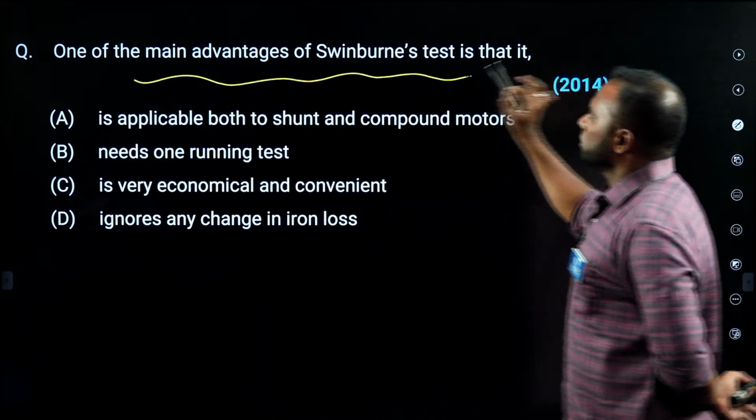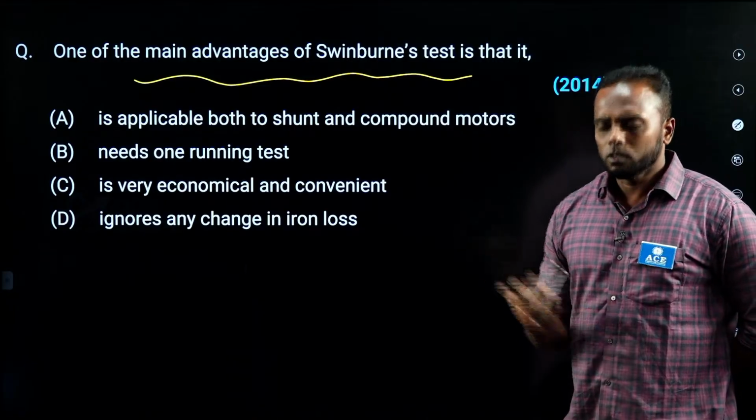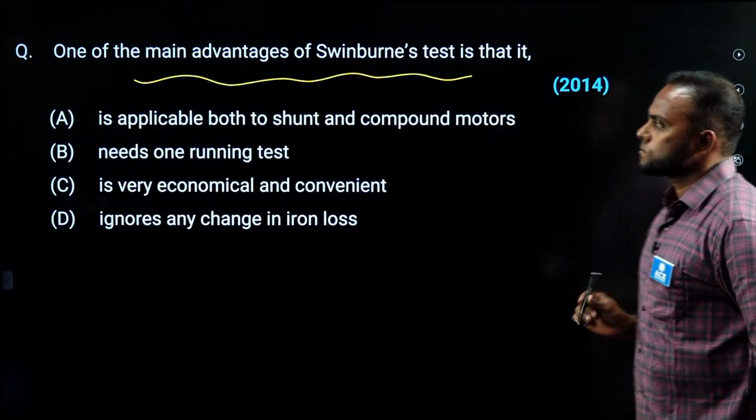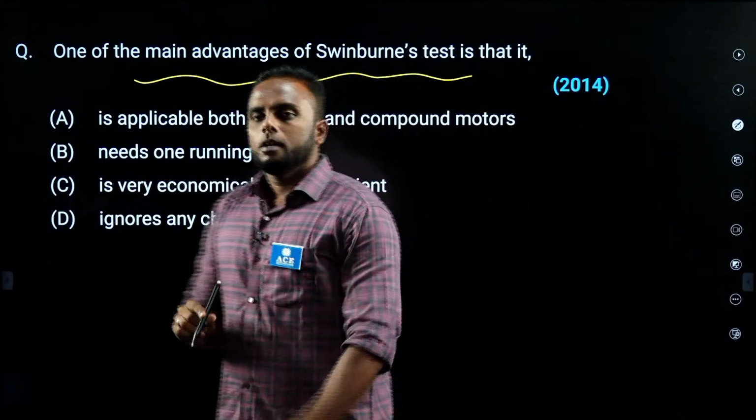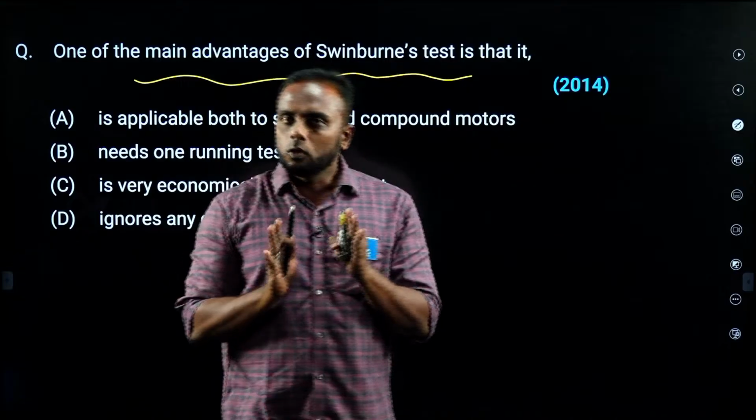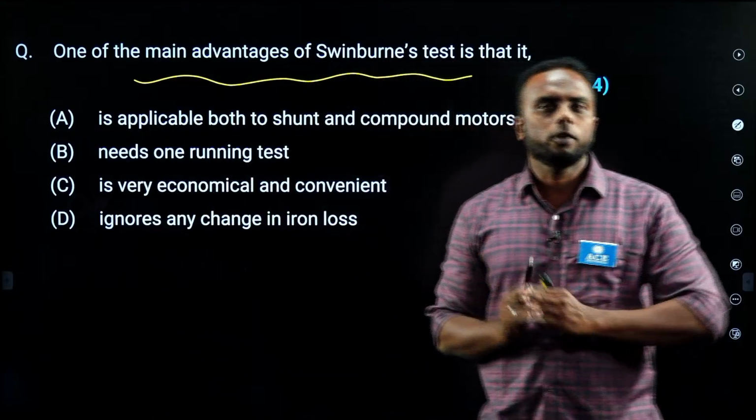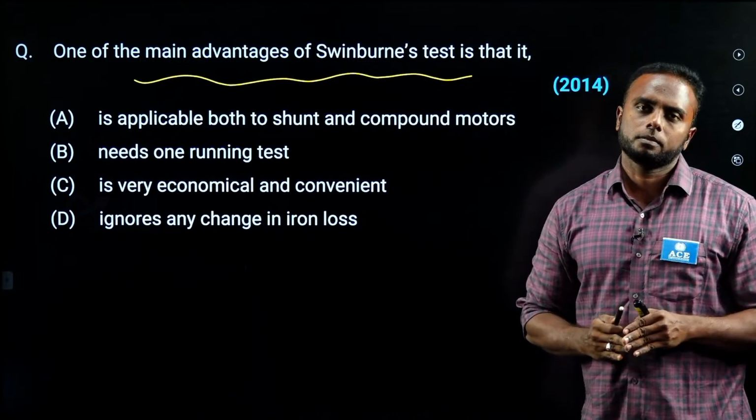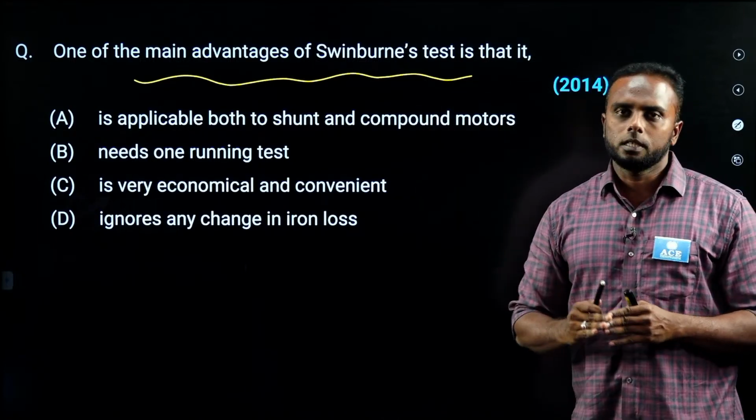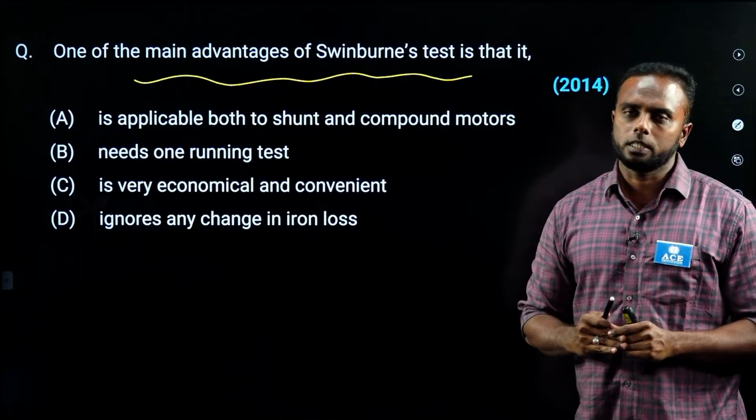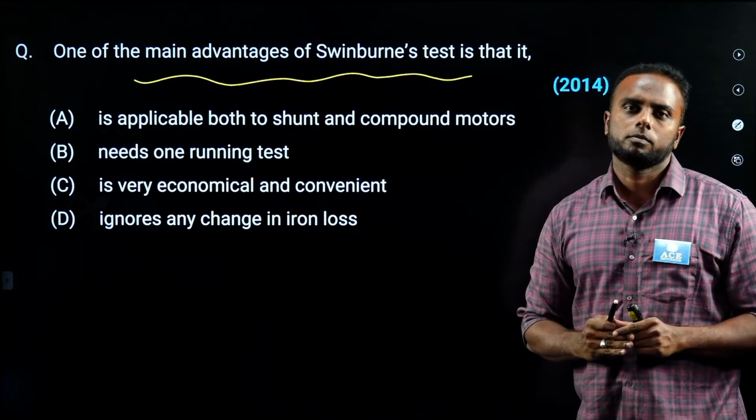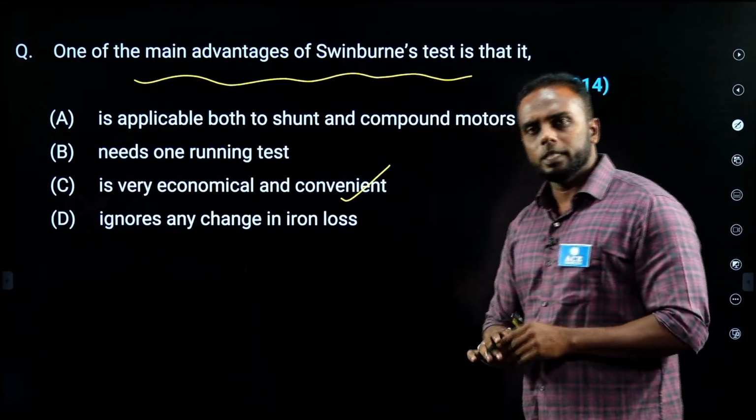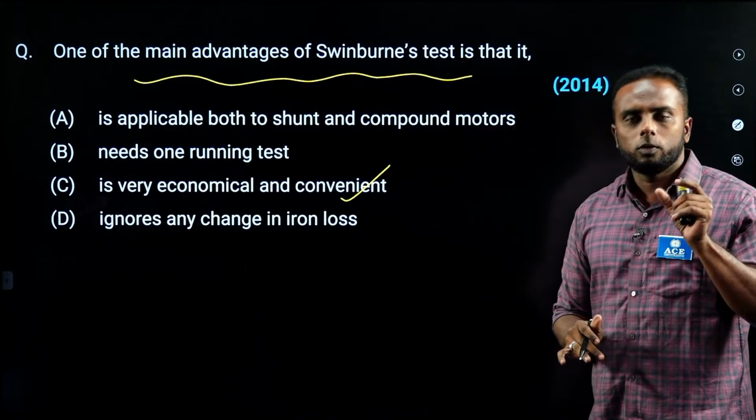One of the main advantages of the Swinburne test is dash. It is one of the tests in DC machines. What is the main advantage of Swinburne's test? First of all, Swinburne's test is a no load test. We operate under no load condition, so the power loss is very, very less. Indirectly we calculate efficiency by using the mathematical equation of efficiency, just by knowing the rotational loss of the machine. So this is the most economical and convenient test, because the loss during the test is very less.